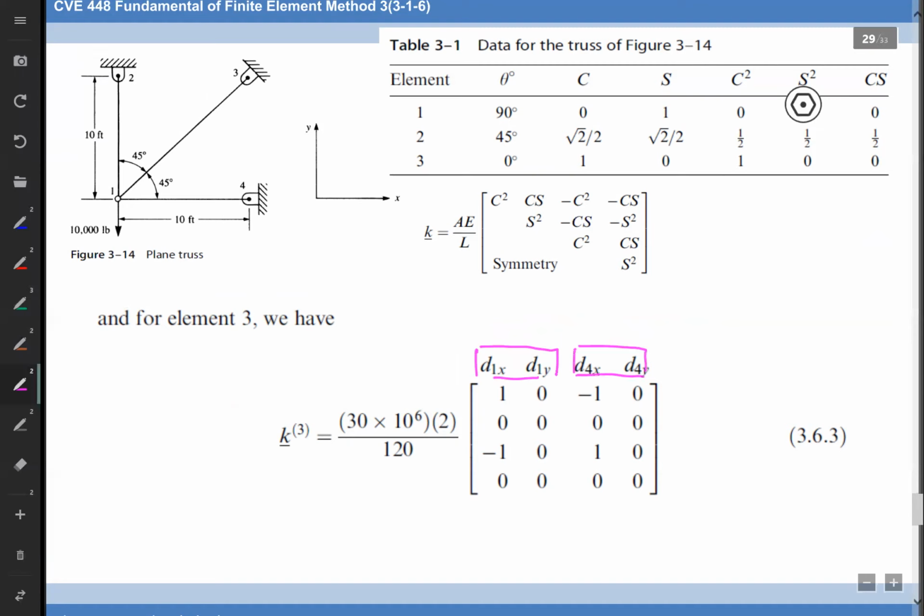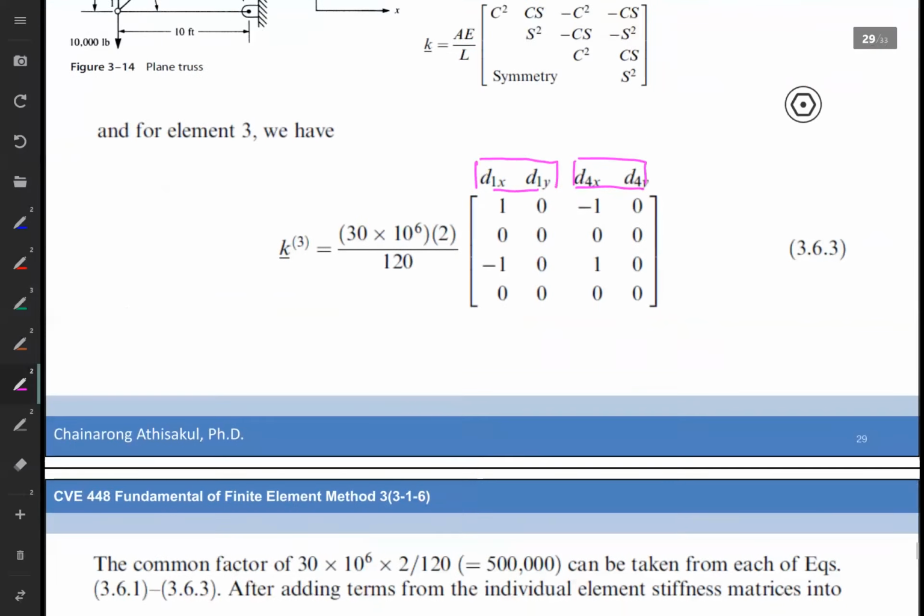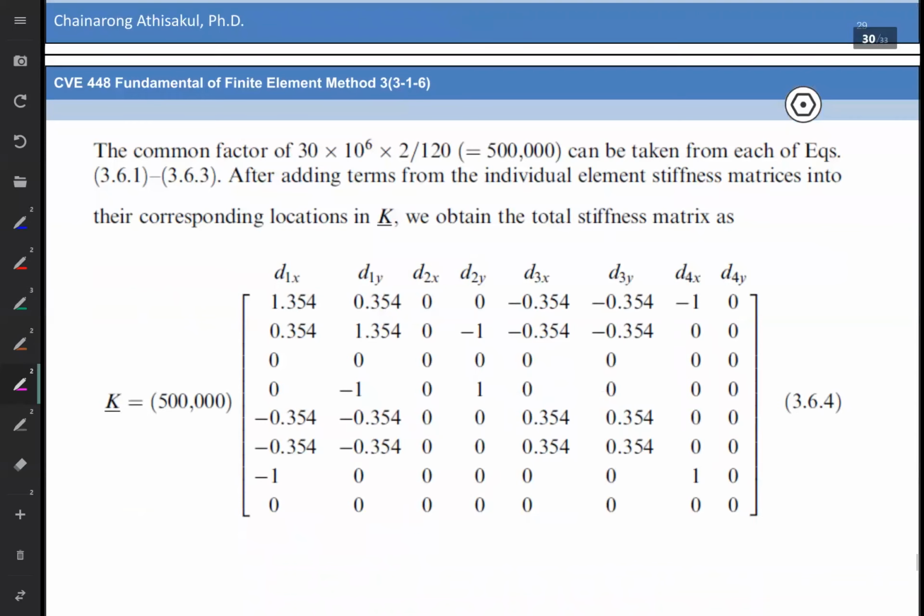Okay, right now we have all the element stiffness matrices in global coordinates already, and after that we assemble. This is the assembling process. So we have to expand the matrix that is composed of 8 by 8 components, because we have 4 nodes. For each node we have 2 components, that is in the x direction and in the y direction.